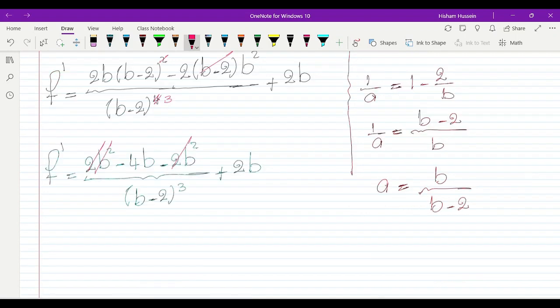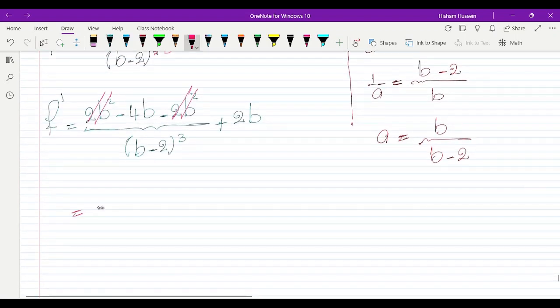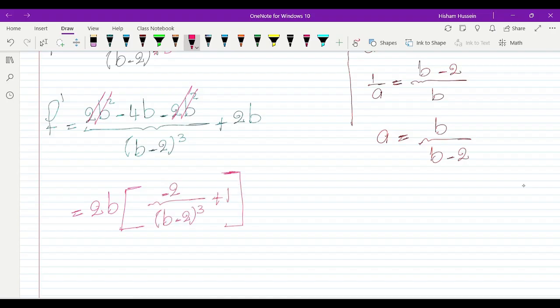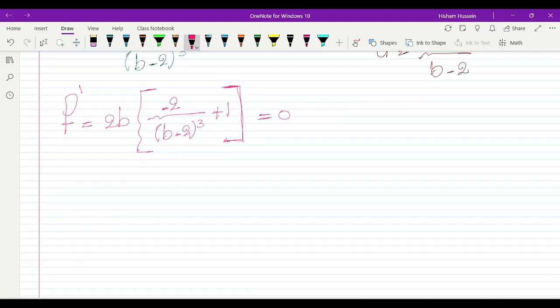2B squared minus 2B squared. And we can factor 2B out: it's 2B times the bracket, negative 2 divided by (B minus 2) power 3, plus 1. For f dash, to find the critical points, we equate f dash to 0. So from this step, we have a product equal to 0. Either 2B equals 0 or this bracket equals 0. B can be 0, but this is not one of the physical solutions. So the bracket equals 0.